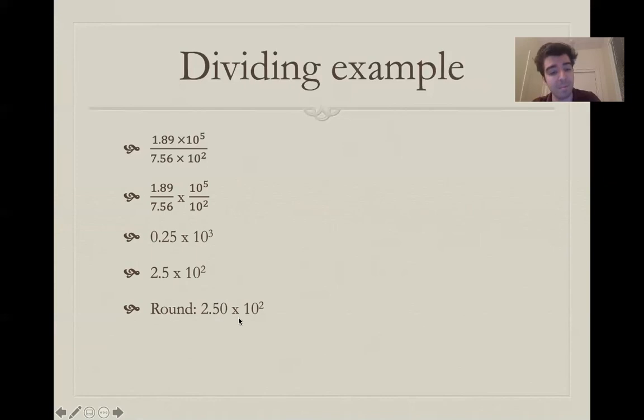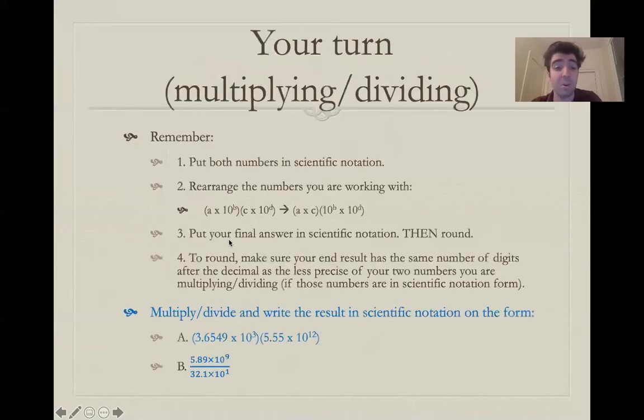Okay, so just to recap that algorithm, you put the two numbers in scientific notation, rearrange the numbers you're working with, like so, and multiply. Then put your final answer in scientific notation, then round. So try your hand at these two and put your answers on the form.